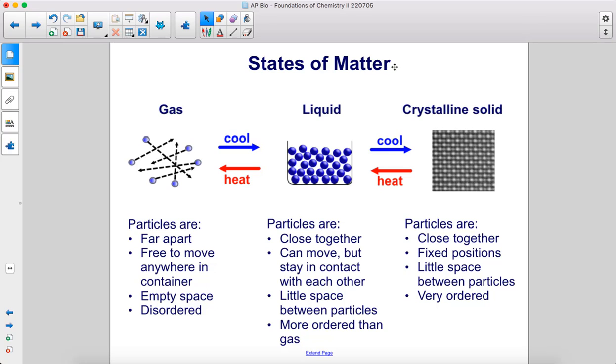Here is a little summary. Gas particles are far apart, free to move anywhere in their container, mostly empty space, and disordered. Liquid particles are close together, but they can move, but they stay in contact with each other. There's little space between particles, but they're more ordered than a gas. In a crystalline solid, particles are close together, they have fixed positions, there's little space between the particles, and they're very ordered.